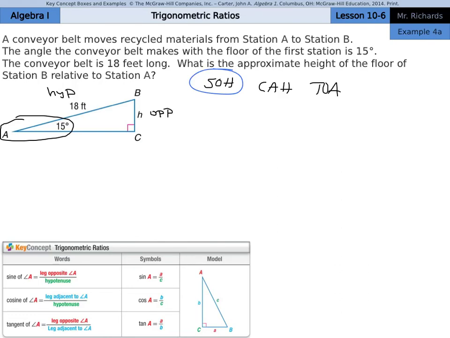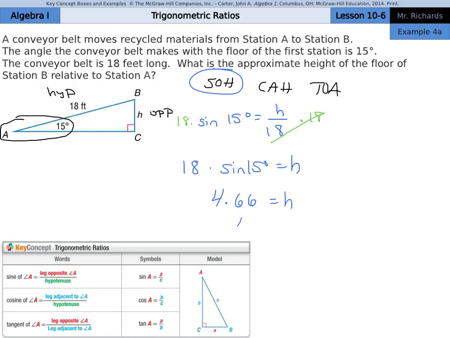So the sine of 15 degrees is equal to the opposite side, which is H, over the hypotenuse, which is 18. If I multiply by 18 on both sides, I end up with 18 times the sine of 15 degrees equals H. And 18 times the sine of 15 degrees is 4.66. Round to the nearest tenth is 4.7 feet.